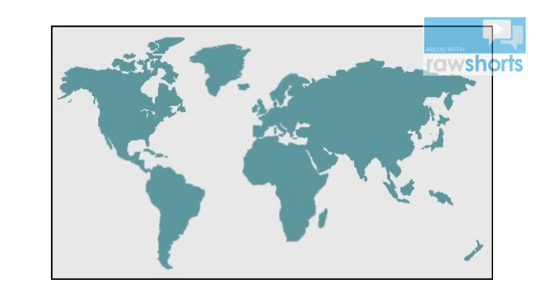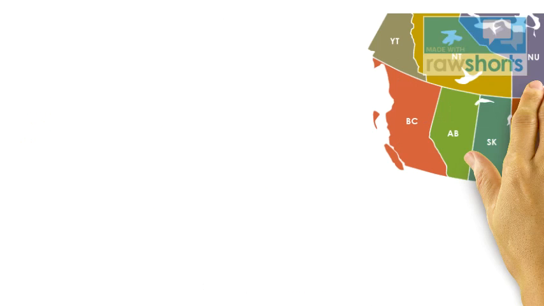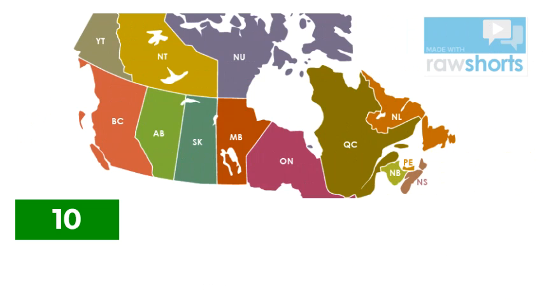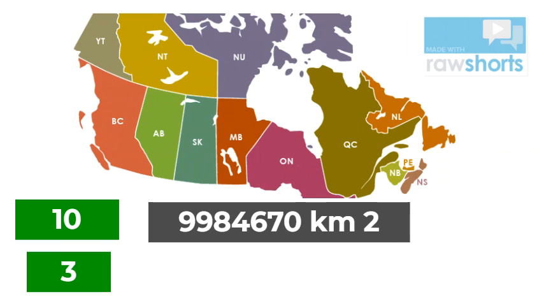Canada is located in the northern half of the North American continent. Its borders extend towards the North Atlantic Ocean to the east, the North Pacific Ocean to the west, the Arctic Ocean to the north, and the United States to the south. Canada has 10 provinces and 3 territories. It occupies an area of approximately 9,989,670 square kilometers, making it the second largest country in the world by surface area.